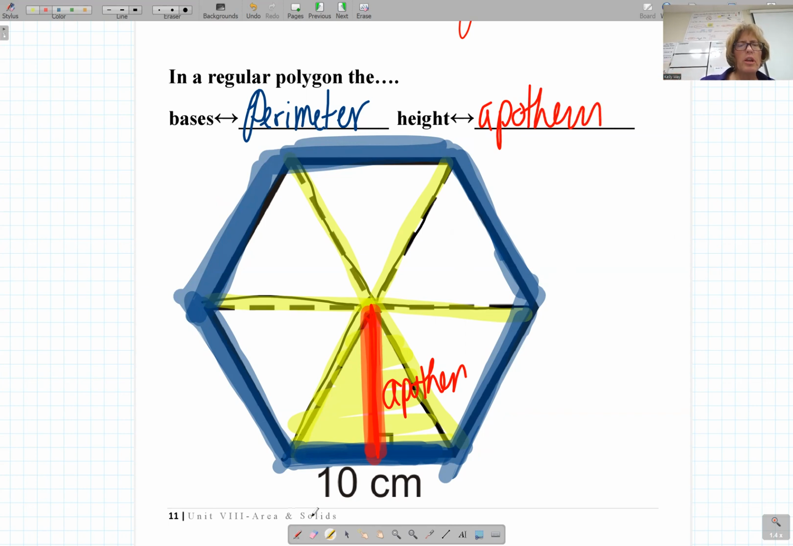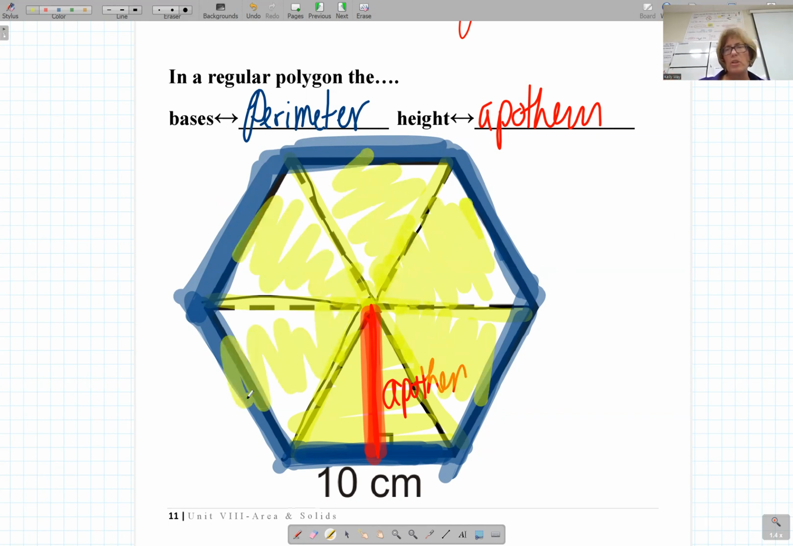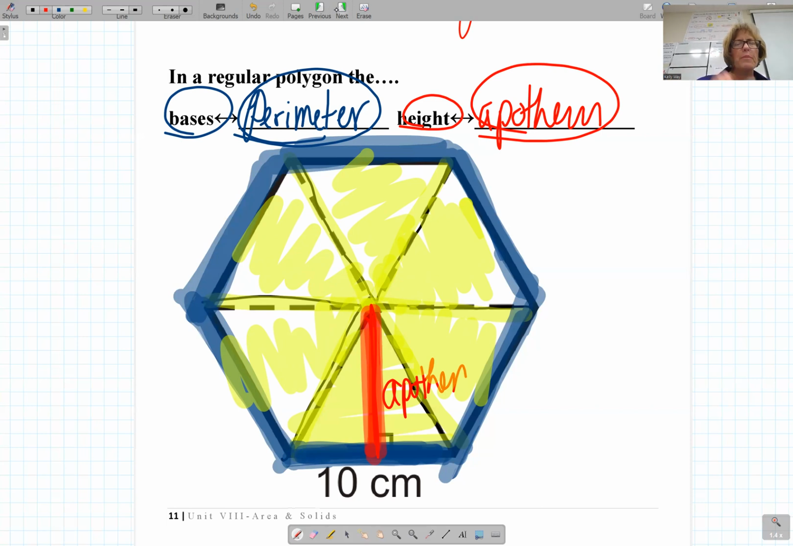So what we're doing here is building towards the equation for the area of a regular polygon. A regular polygon is just a collection of a bunch of triangles. That's the main concept here. But we're going to replace the word base with perimeter, and the word height with apothem.